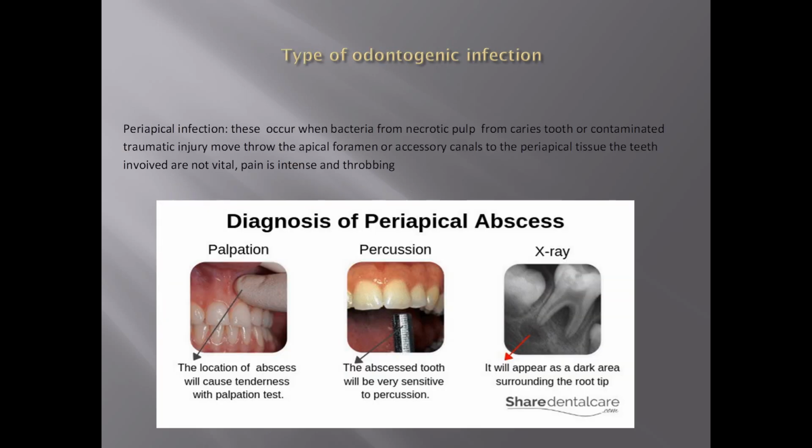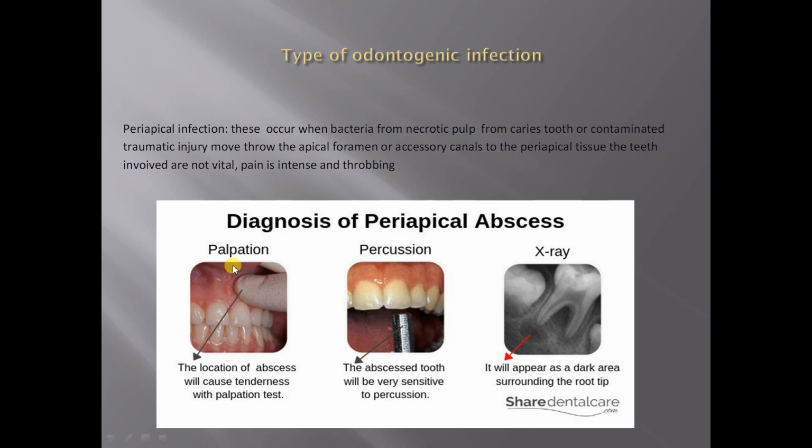Types of odontogenic infection. One of these types is periapical infection. This occurs when bacteria from necrotic pulp or from carious tooth or contaminated traumatic injury move through the apical foramen or accessory canals to the periapical tissue. The teeth involved are non-vital, pain is intense, and throbbing.